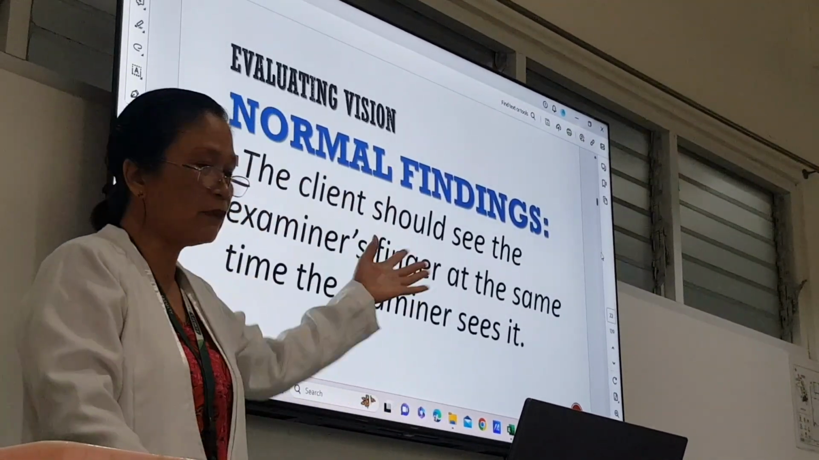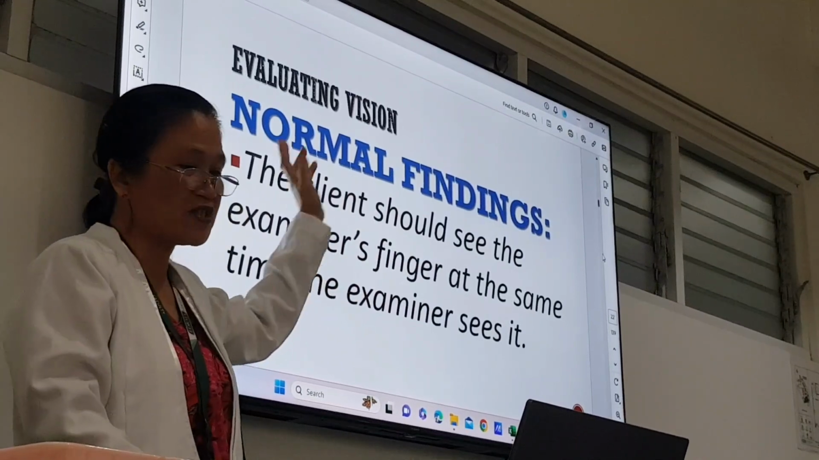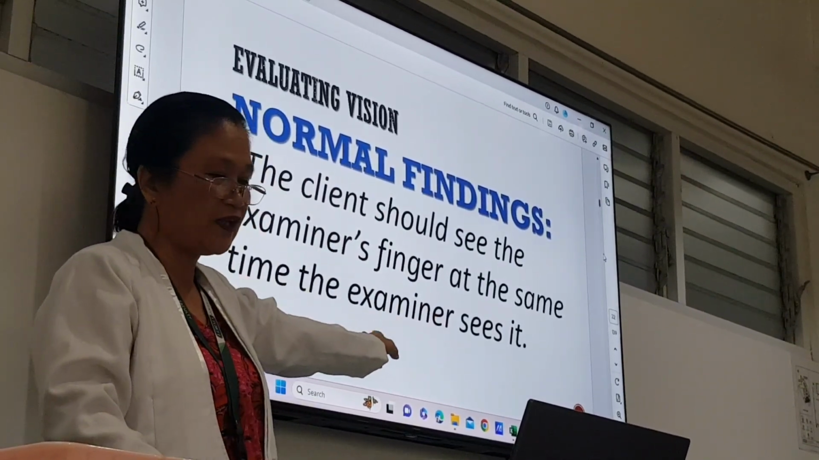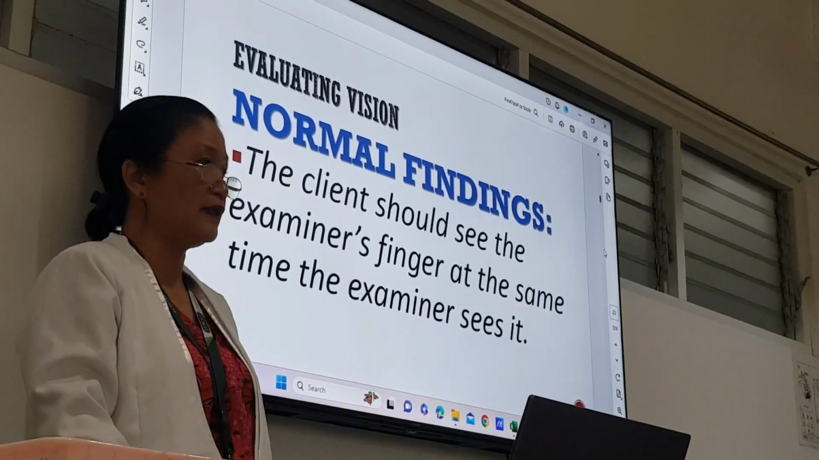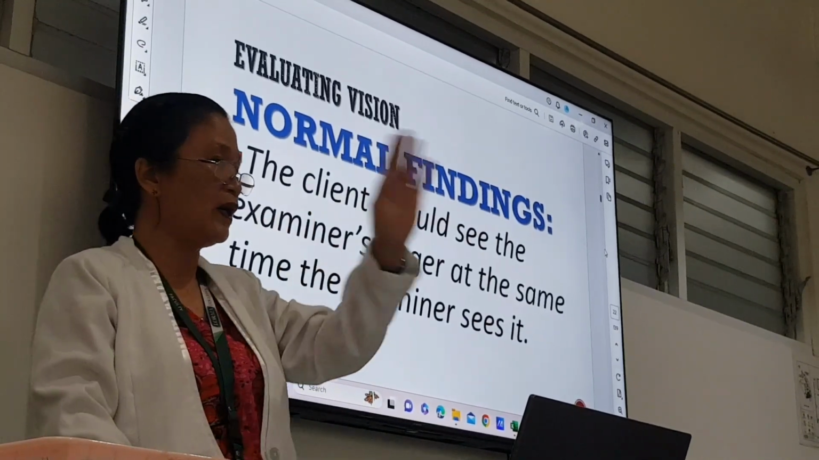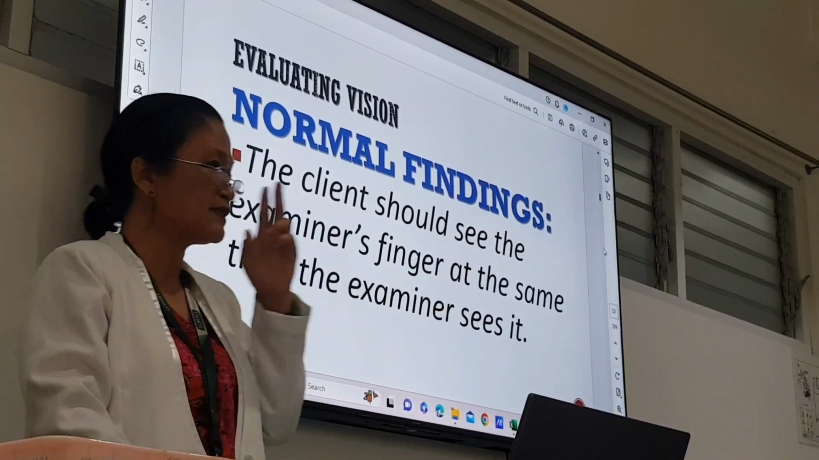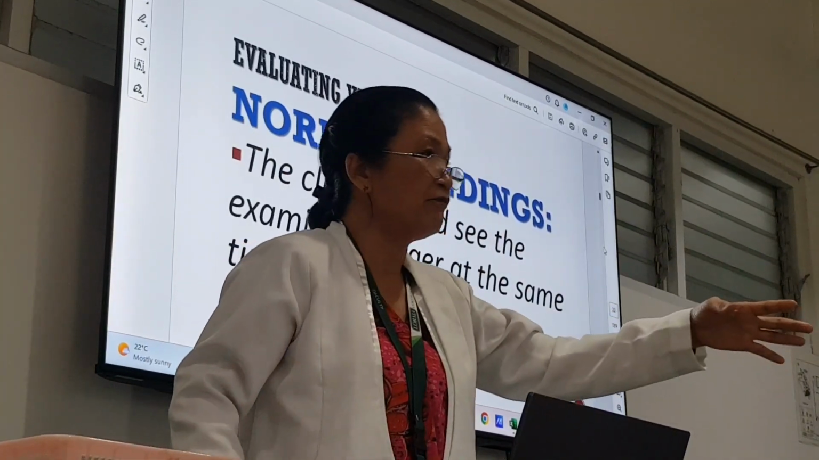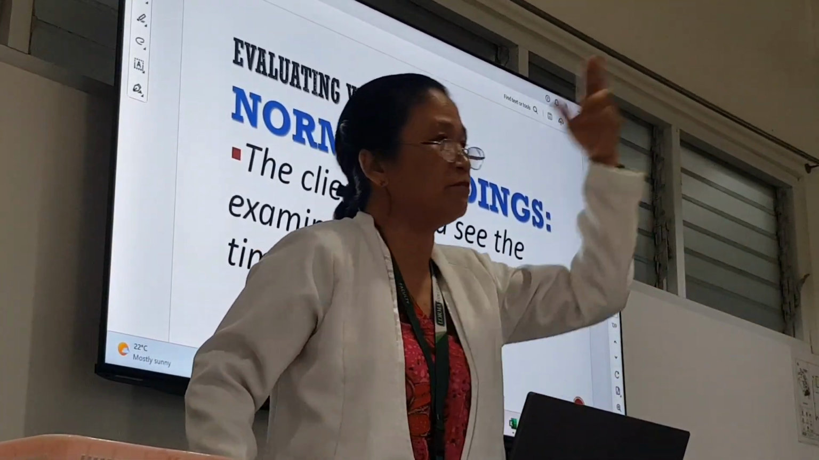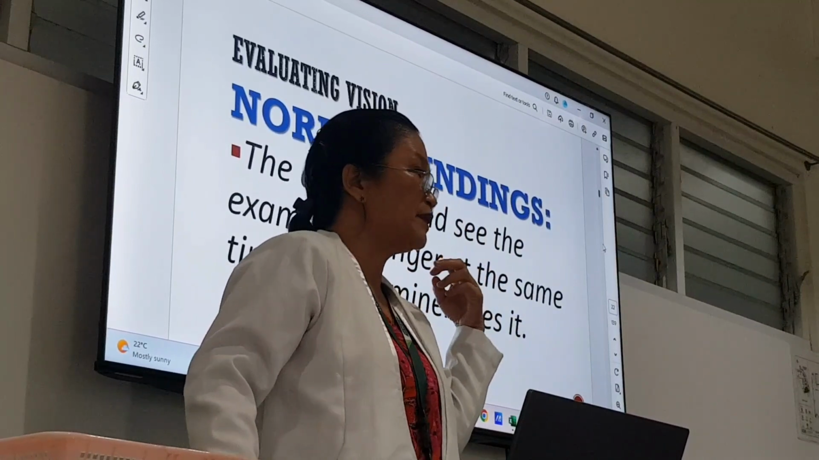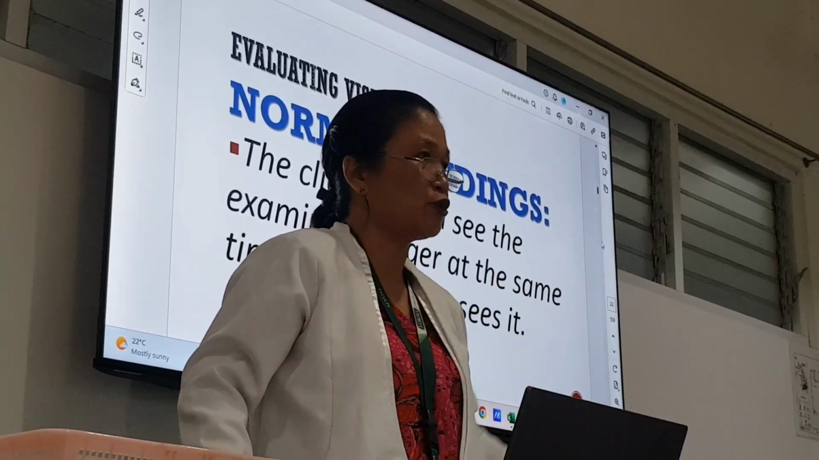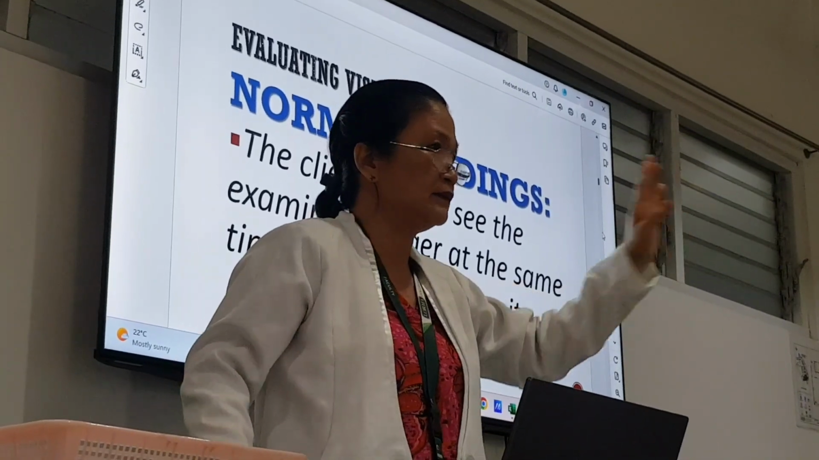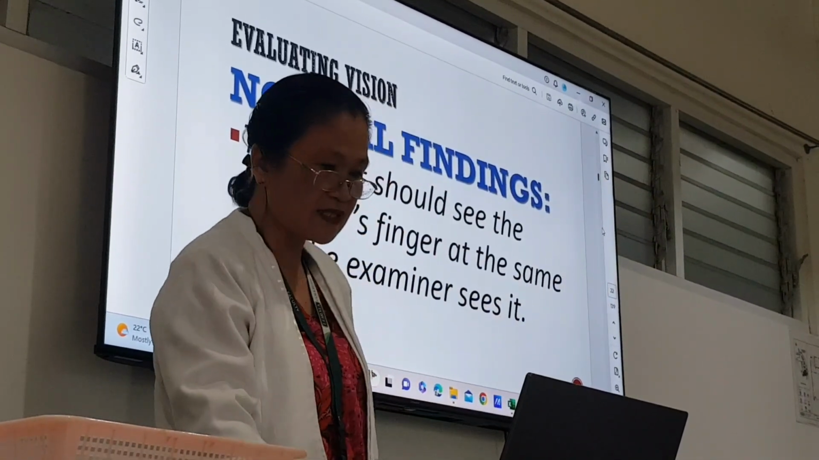Okay, so the normal finding is the client should see the examiner's finger at the same time the examiner sees it. So parang nag-anuhan lang silang dalawa. Hindi lang si client that can see his peripheral vision, but also the examiner can also see her peripheral vision. Silang dalawa. Okay, next.